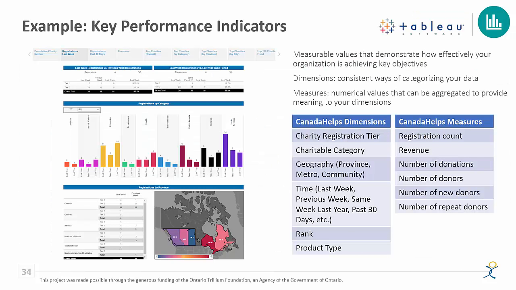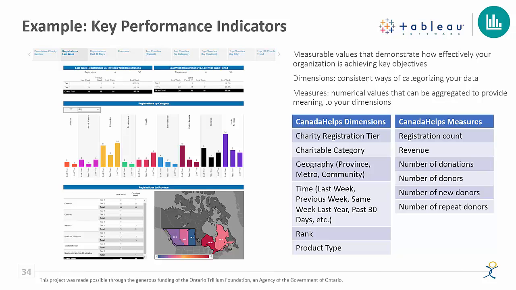Finally, let's talk about key performance indicators, or KPIs. These are metrics that will help you keep on top of how effectively your organization is achieving key objectives. From a data perspective, you can think of your data in two ways when thinking about KPIs. There's dimensions, which are ways to categorize your data. And then there's measures, which are numerical values that can be aggregated to quantify your dimensions and give them meaning. Really just putting some numbers to your dimensions.